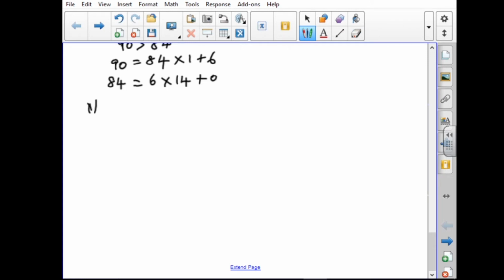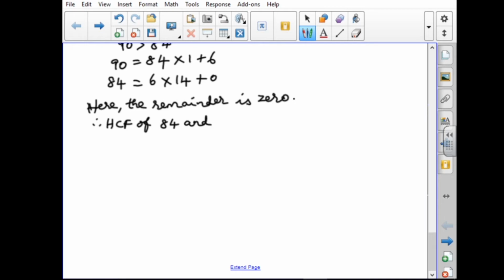Here the remainder is 0. Therefore, HCF of 84 and 90 is 6. But in our sum, they have given 3 numbers. First, we have to find out the HCF of 84 and 90. We have got the HCF is 6. Again, we have to find out the HCF with the next number.